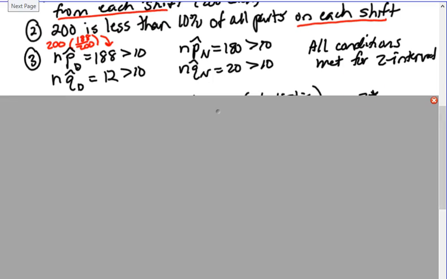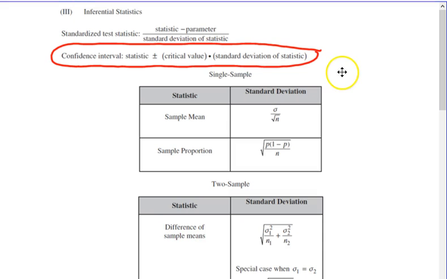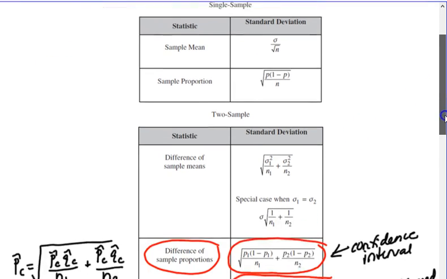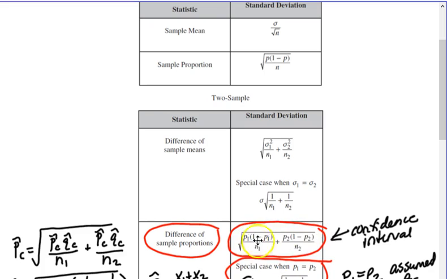Now, going to our formula sheet, remember that a confidence interval is a statistic. So this comes from a sample, plus or minus a critical value. In this case, we'll be doing a z critical value. We use t for means, times the standard deviation of the statistic. The standard deviation of the statistic for two proportions is this.